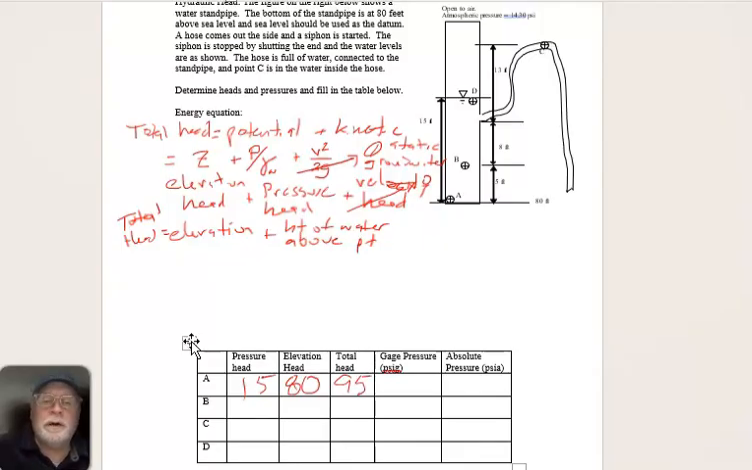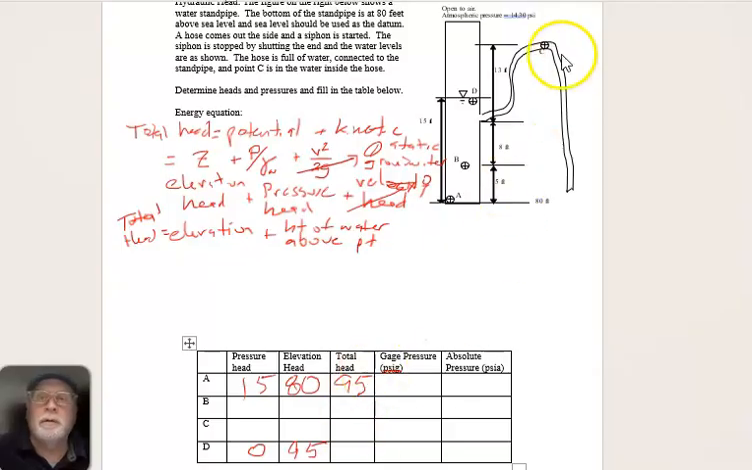So let's go to the top here. Point D looks like it has an elevation of 80 plus 15, so it has an elevation of 95 feet, and it's at the water surface. It has 0 water above it, so it has a pressure head of 0.